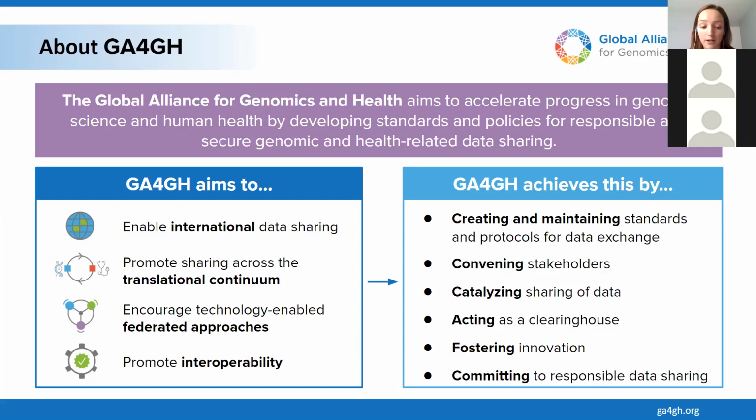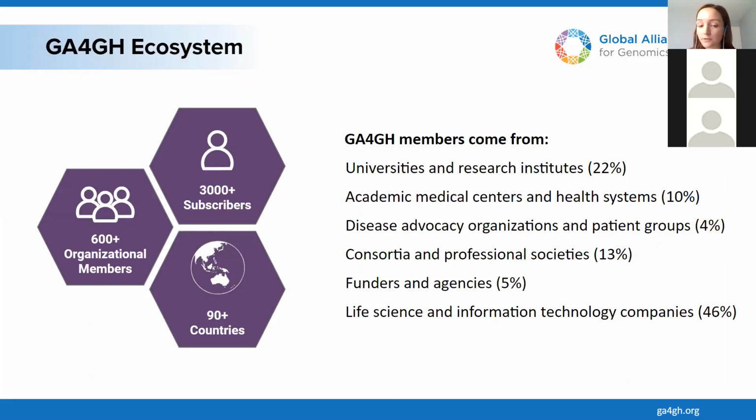And so just to clarify, we do not generate or store any data, and we do not perform research or care for patients. So the GA4GH ecosystem consists of 600 organizational members covering 90 countries. So that means that over 600 organizations have committed to GA4GH's shared mission and principles of responsible data sharing. And while the majority of our members come from the life science technology industry, a lot of the core contributors, so these volunteers that work on developing our standards, come from research institutions and academic medical centers.